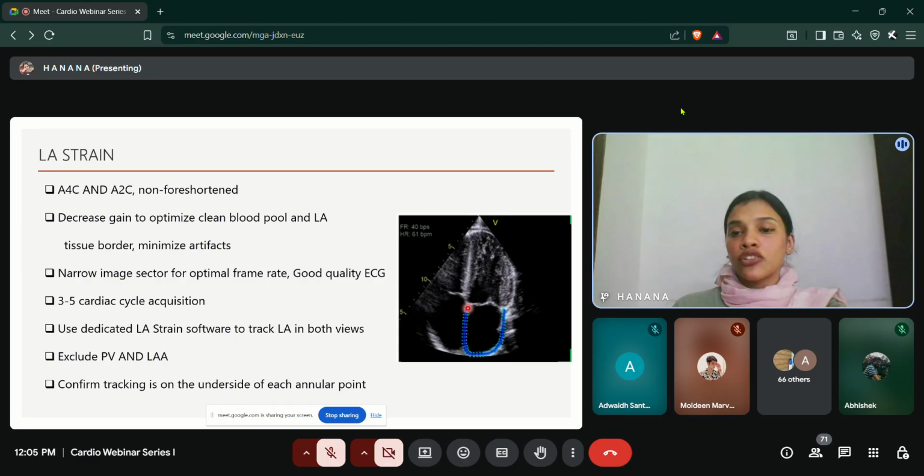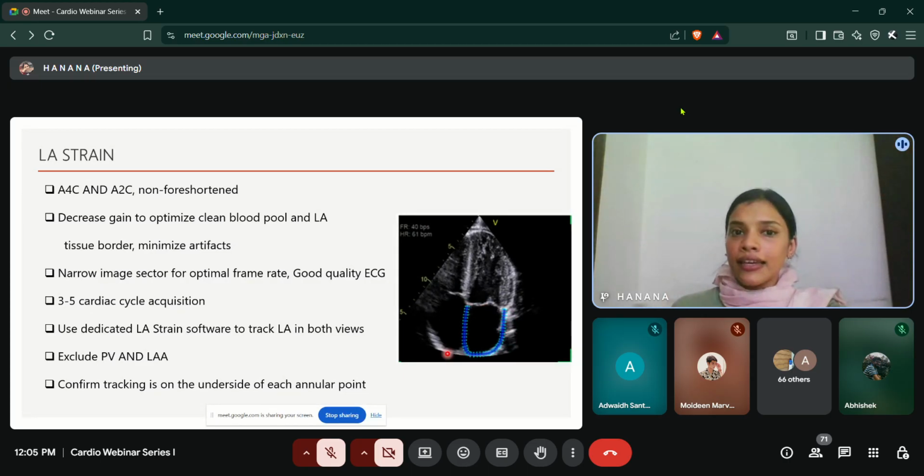While talking about tracking, you should take care to exclude the pulmonary veins and LA appendage. Here there is an LA appendage. You should not take that into account. You should only use the borders of the LA. So exclude the pulmonary vein and left atrial appendage and confirm tracking on the underside of each analysis point. You should click here and here, and now the tracking happens automatically.